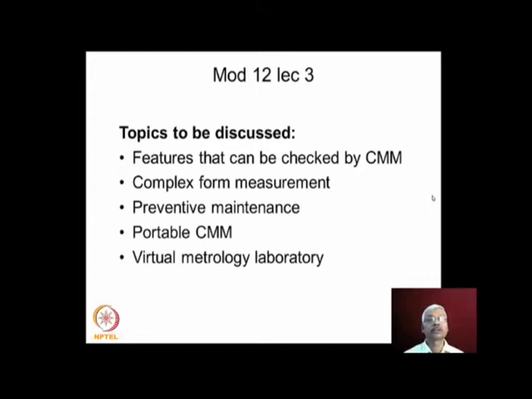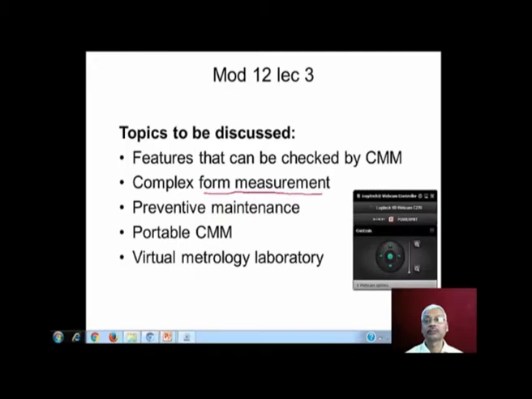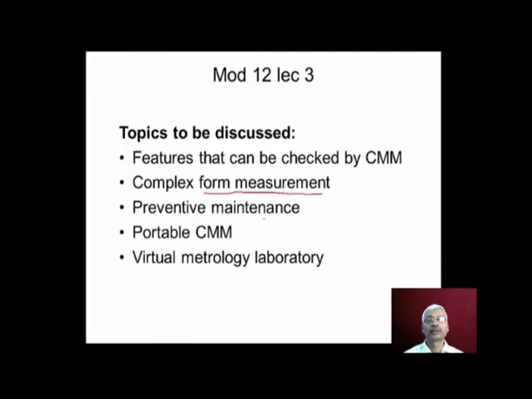In this lecture, the following topics will be discussed. What are the features that can be checked by CMM? Complex form measurement using a coordinate measuring machine. Preventive maintenance of coordinate measuring machine, and some details about portable coordinate measuring machines which can be moved to the shop floors for measurement purpose. And then finally we will discuss about virtual metrology laboratory.